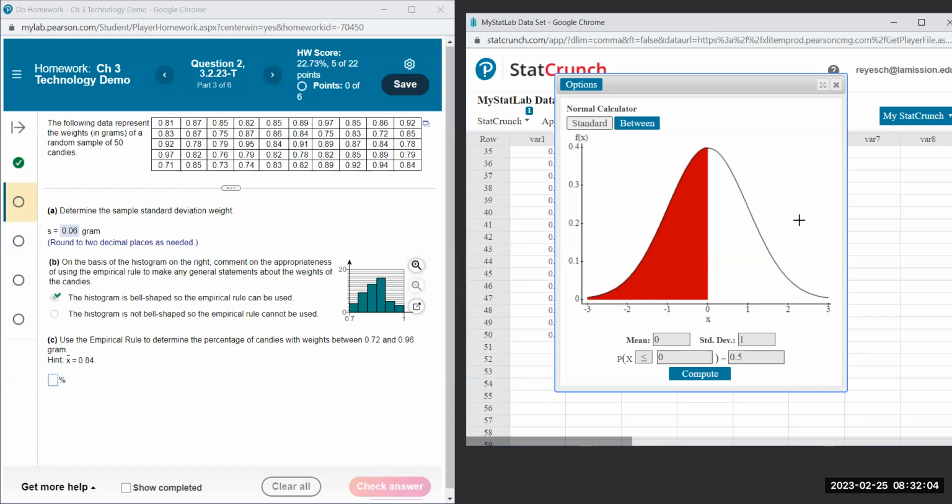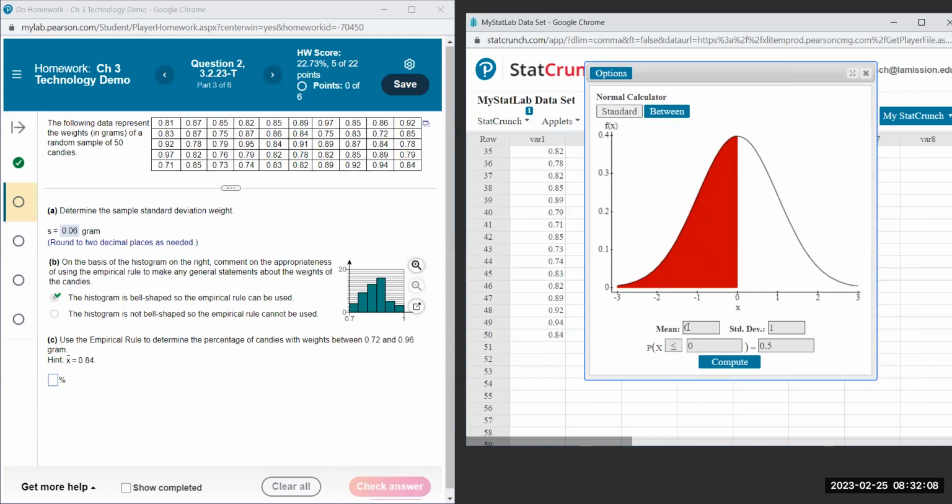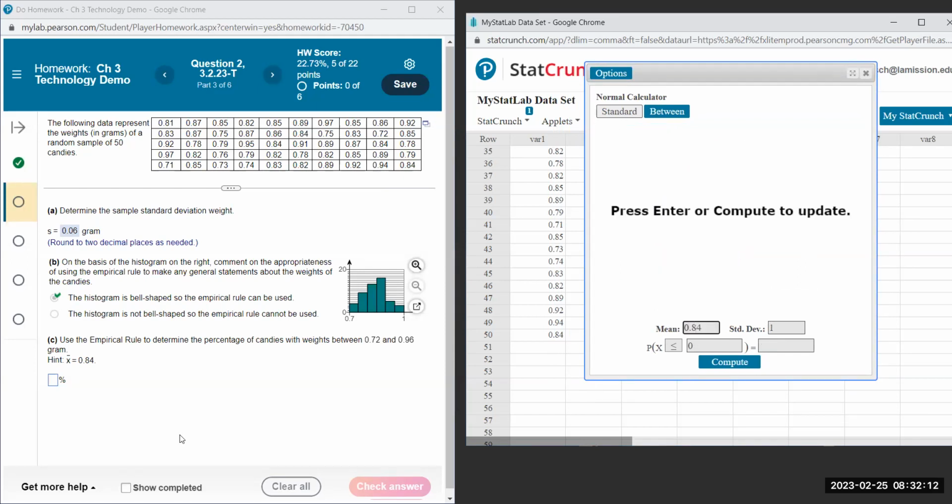Now, in my case, the mean weight was 0.84. So I'm going to use the one they gave us instead of rounding it to 3 or 4 decimal places. And the typical deviation from that center was 0.06. So I'm going to use the answer in A to put it in here.